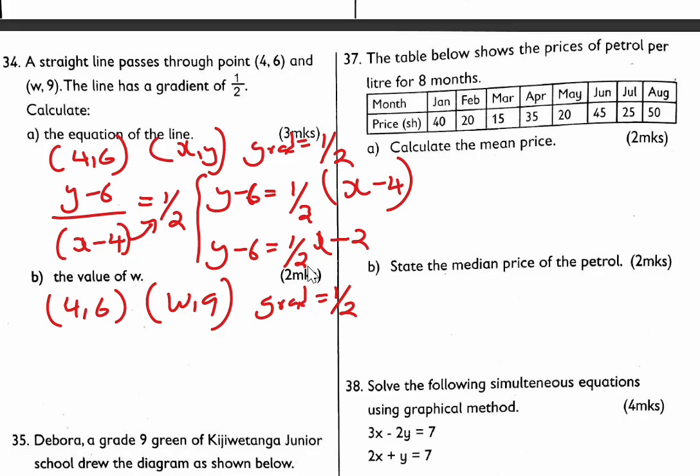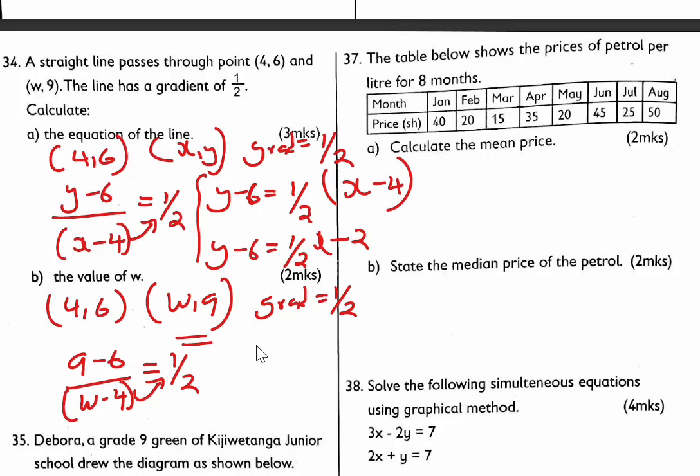To work this out, I'm going to start with this other point. So 9 minus 6, the change in Y, over the change in X, W minus 4, is equal to the gradient, which is a half. Again, I'm going to remove the denominator by cross multiplying: W minus 4 times a half. I remain with 9 minus 6, which is 3.